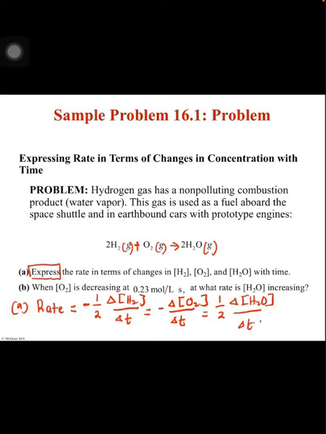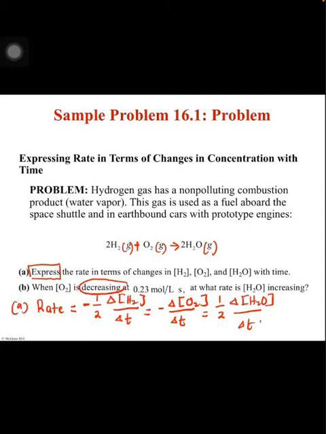Okay, alright. So let's move to B. Dia kata when oxygen gas is decreasing. So bear in mind when we are talking about rates of reaction, when you have the word decreasing here, it shows that this value has a negative sign. Dia tak tulis negatif, dia cuma tulis decreasing at 0.23 molar per second. And the question is asking for rate of H2O increasing.